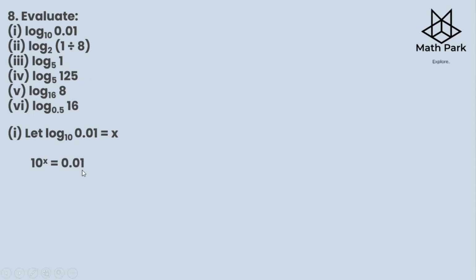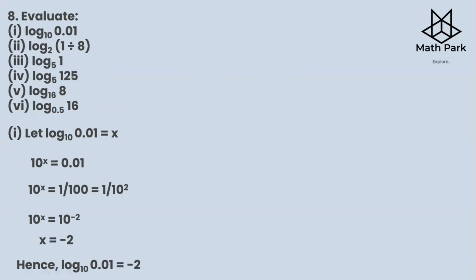And 0.01 is 1 by 100, which is 1 upon 10 square, and 1 upon a raised to m is equal to a raised to minus m. So 10 raised to x is equal to 10 raised to minus 2. When the bases are same, we equate the powers. This is how you get x is equal to minus 2, or log of 0.01 to base 10 is equal to minus 2. Let us take another one.